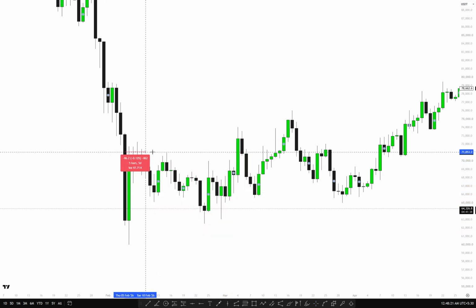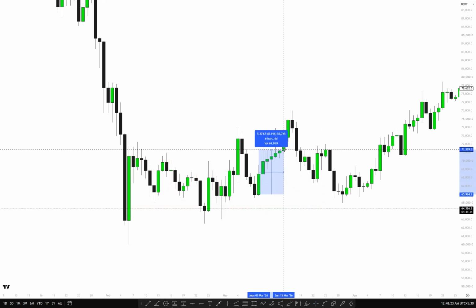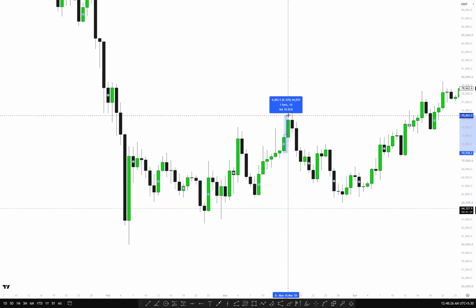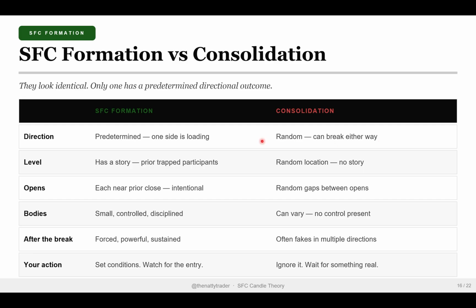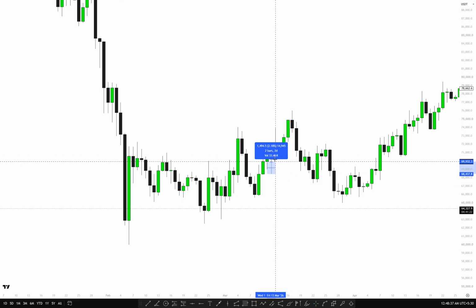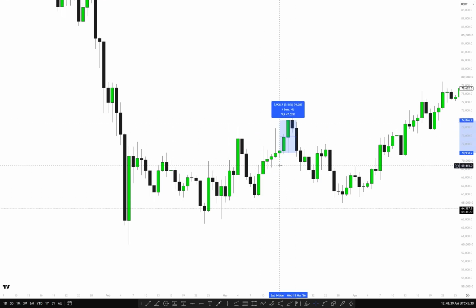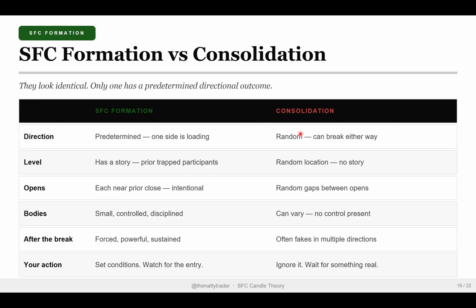But as soon as we got near the end of this consolidation, we started doing SFC accumulation, and only then did we give an expansion towards the upside. So you can see the direction is predetermined: one side is loading, and the direction here was bullish, and then it went higher. Consolidation is basically random, it can break either way. It has no story. SFC formation has a story.